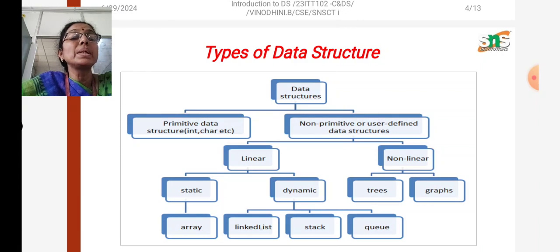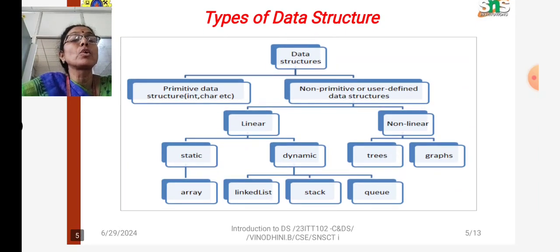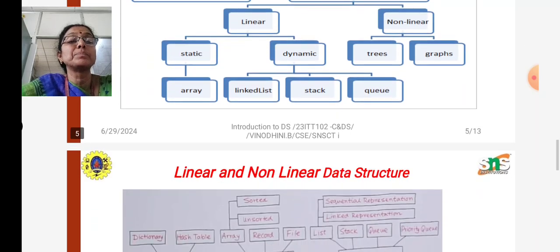Dynamic or linear data structures are implemented in two ways. One is array implementation, the other is linked list implementation. Array means all the elements are stored one by one. Linked list means using a pointer field, we can link one data item with another. That is called the linked list implementation. Next is non-linear. Examples of non-linear are trees and graphs.